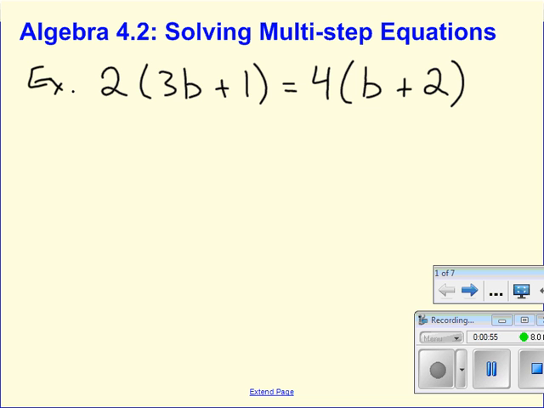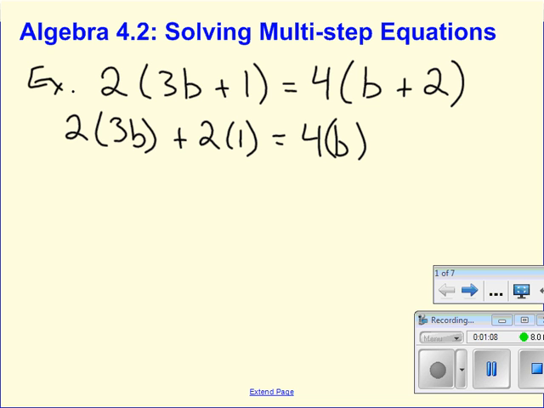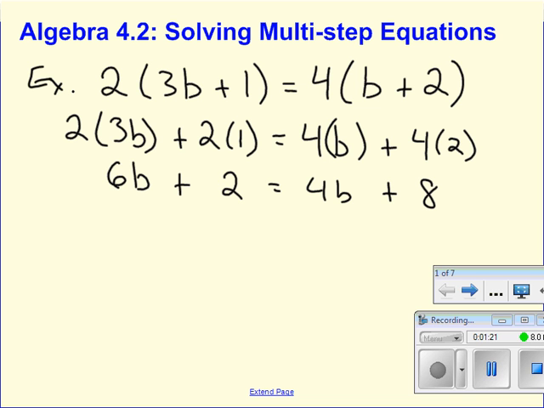So we have now 2 multiplied by 3b plus 2 multiplied by 1 is equal to 4b plus 4 times 2. 2 times 3b gives me 6b plus 2 is equal to 4b plus 8.